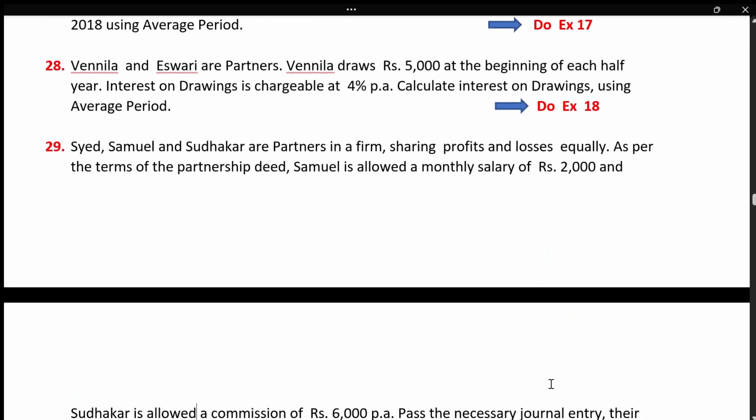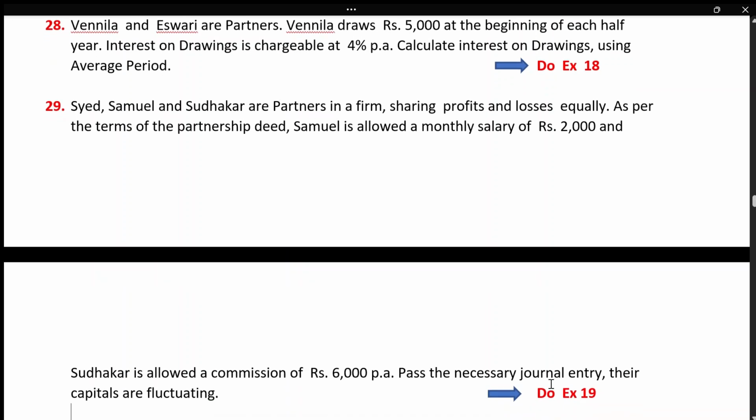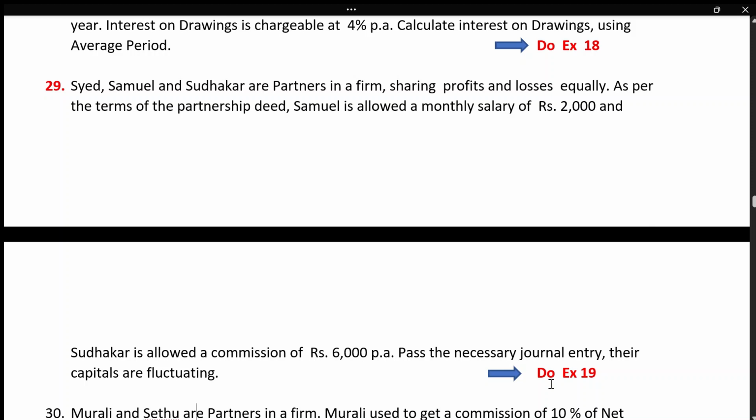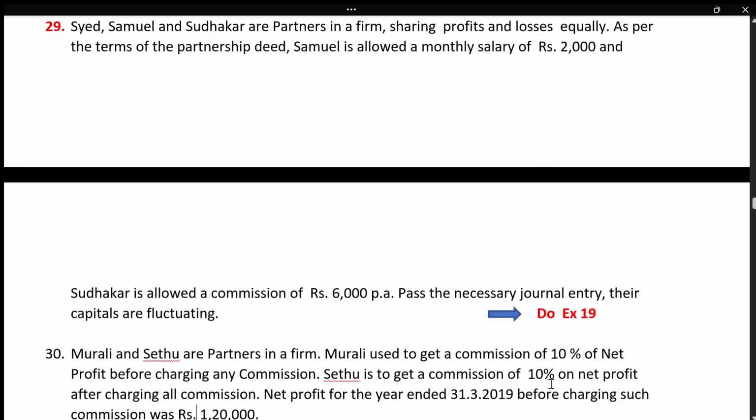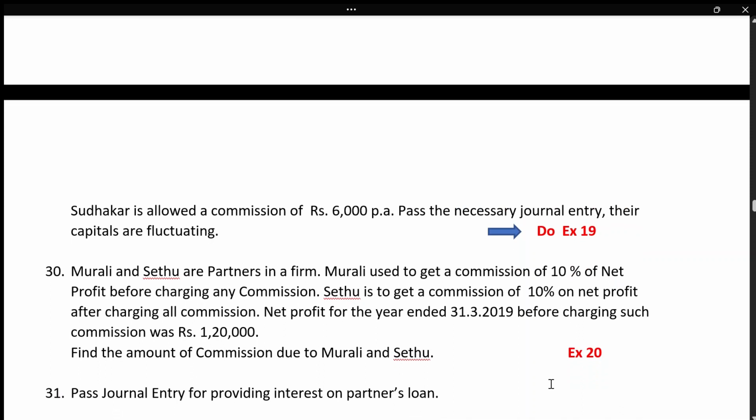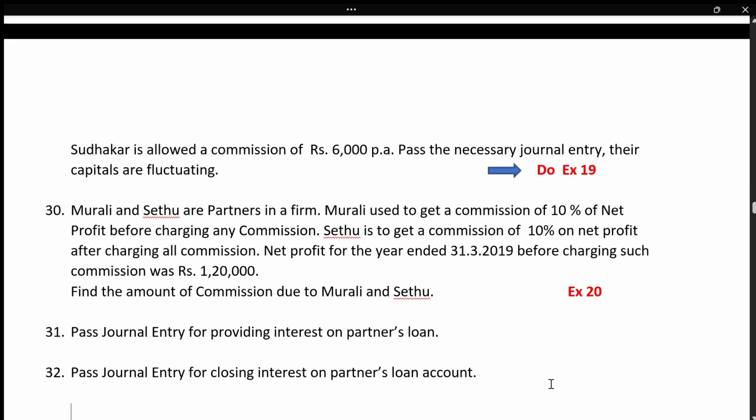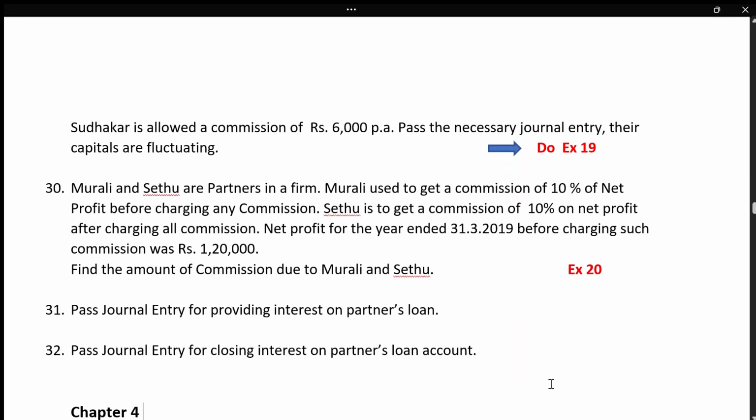And next is calculation of salary and commission for the partners and pass journal entry. Commission before charging such commission and after charging such commission. This sum is also important. And here interest on partner's loan, the journal entry may be asked. So two journal entries are there, for providing and for closing interest on partner's loan account.